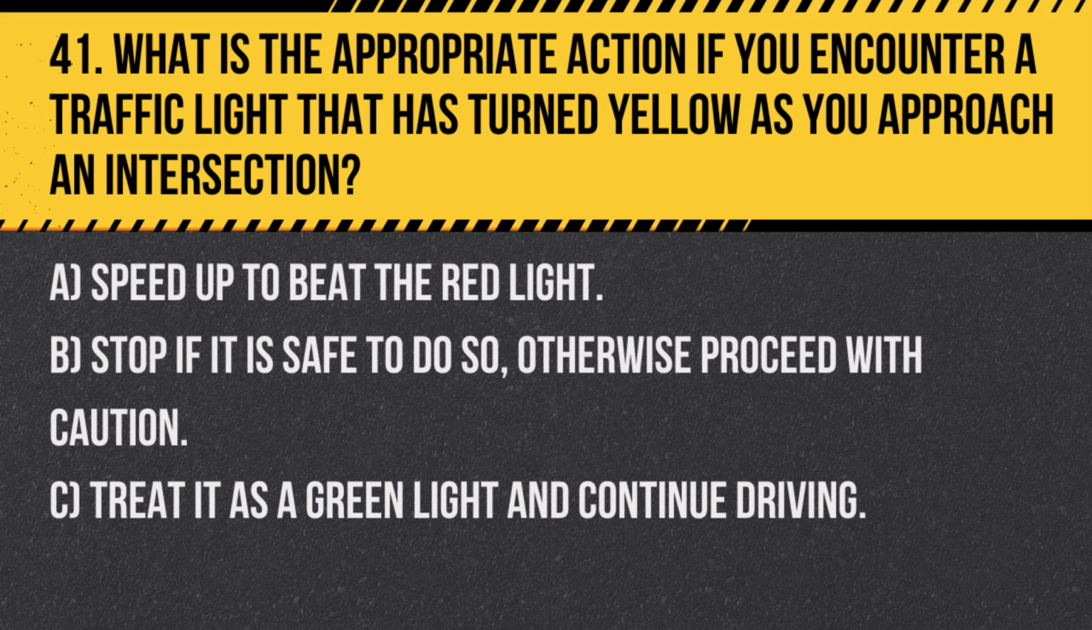Question 41. What is the appropriate action if you encounter a traffic light that has turned yellow as you approach an intersection? A. Speed up to beat the red light. B. Stop if it is safe to do so, otherwise proceed with caution. C. Treat it as a green light and continue driving. Answer. B. Stop if it is safe to do so, otherwise proceed with caution. A yellow light indicates that the light will soon turn red, and you should prepare to stop.